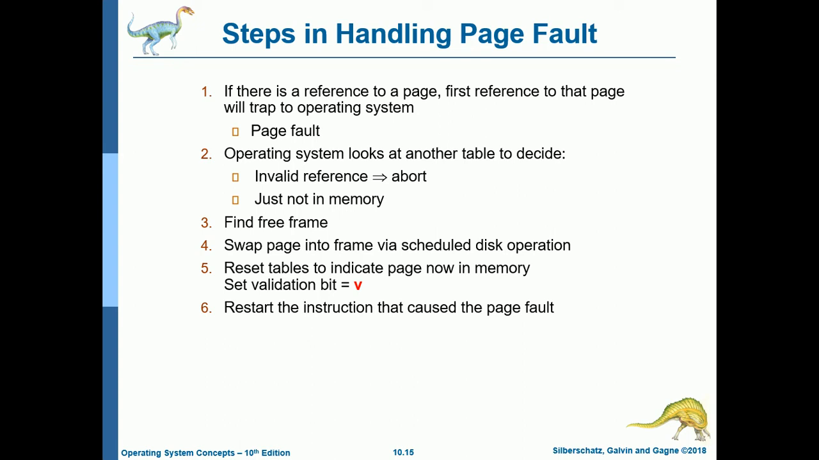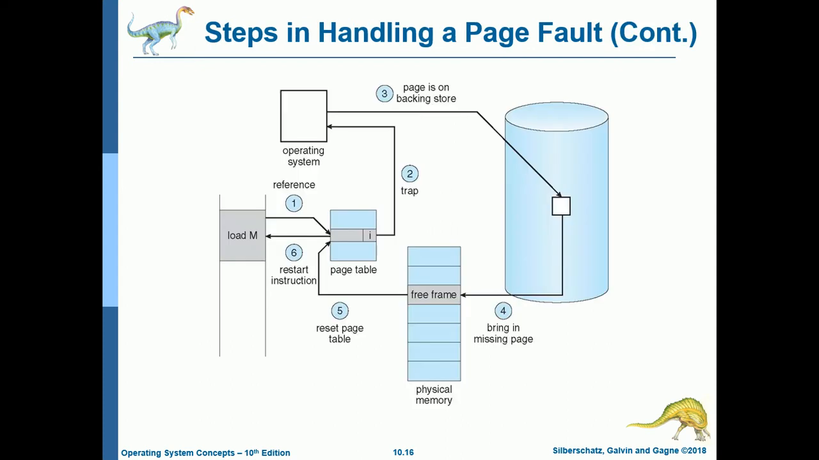Number 3 is find a free frame to store the page, and then swap the page into the frame via a scheduled disk operation if, for example, the frames are full. And then number 5, reset the tables to indicate the page is now in memory, set the validation bit equal to V, and then restart the instruction that caused the page fault.